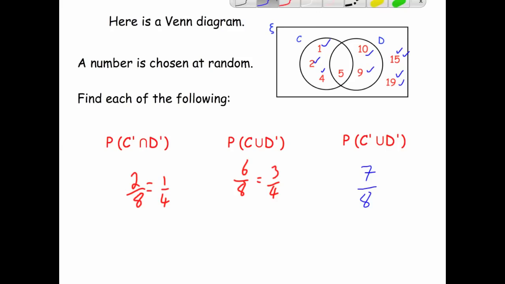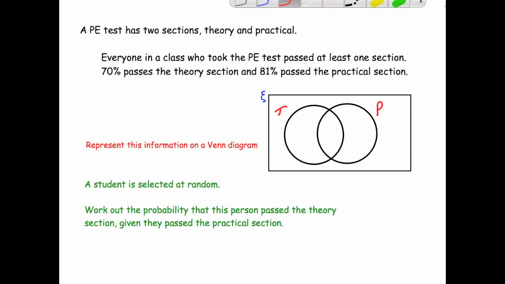And our last question. So the last question says, a p-test has 2 sections, a theory test and a practical test. Everyone in the class who took the p-test passed at least one section. So it means that everyone's passed at least either the theory or the practical or both. It says that 70% passed the theory section. So in other words, we know there's 70% in this circle. There's going to be 70 in here. It says 81% passed the practical section. So we know there's 81 in this circle.